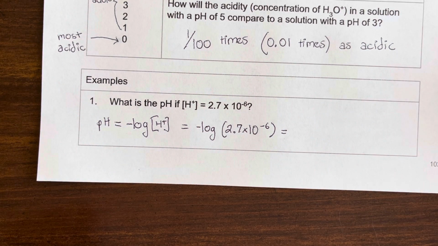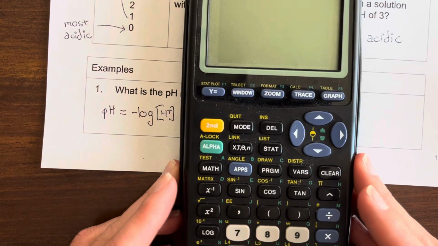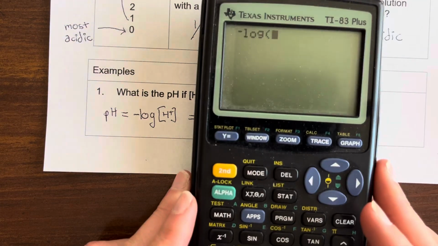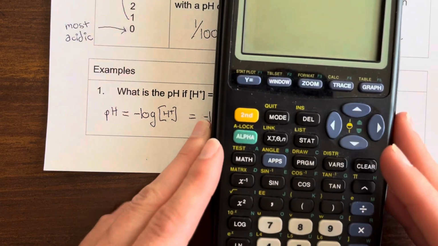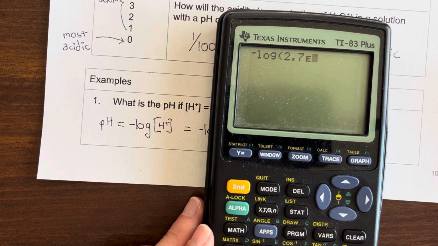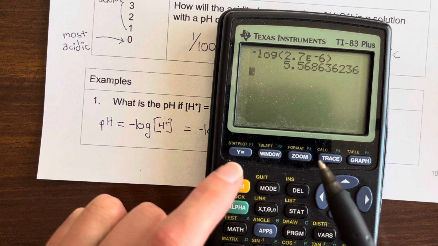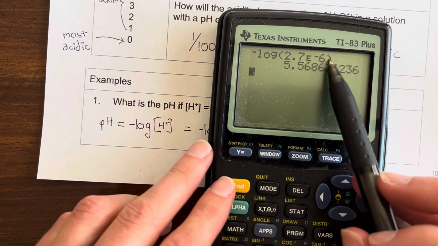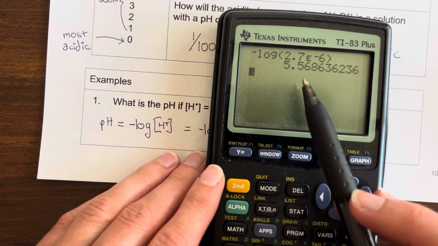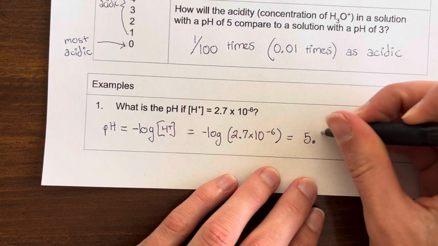To put that on our calculator, we would just need to type negative and then log. So we've got negative log, and then we put 2.7, and then we use our exponent button, so second E. So 2.7E negative 6. We're going to get 5 point something. Our pH is going to be really close to the exponent of the 10. It's usually going to be a little bit lower. So since the exponent is 6, the pH is going to be 5 point something. It looks like 5.57 would be the pH.